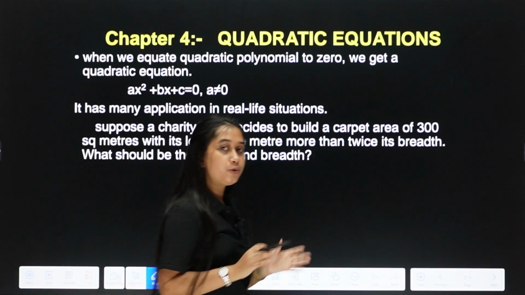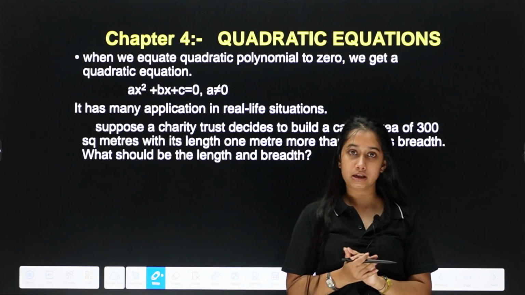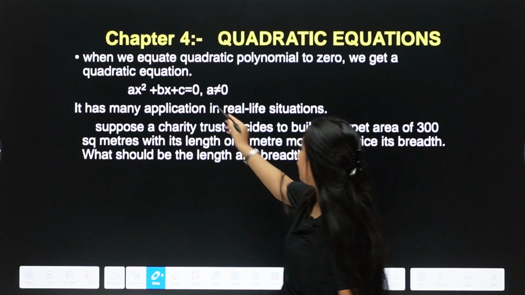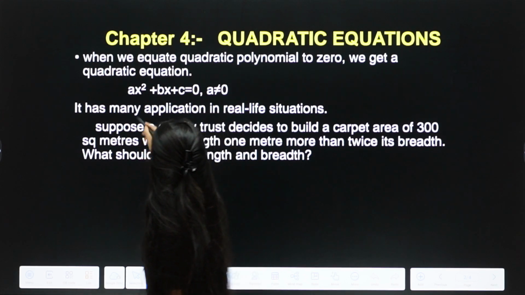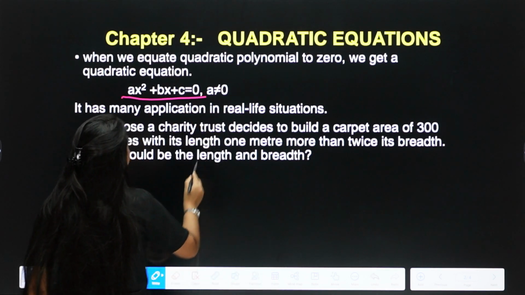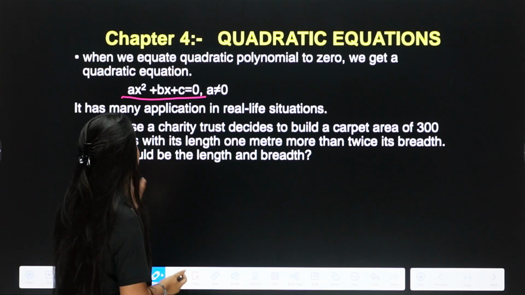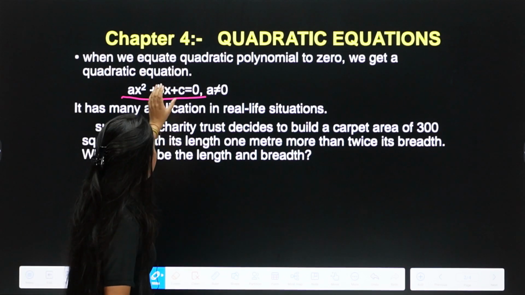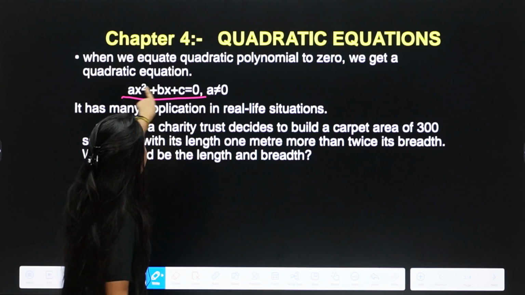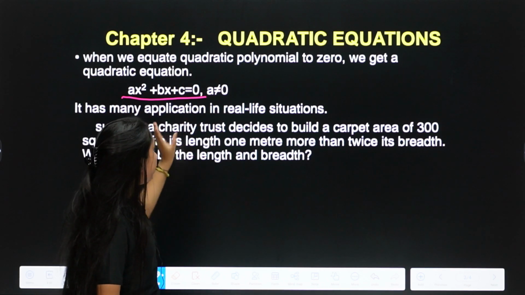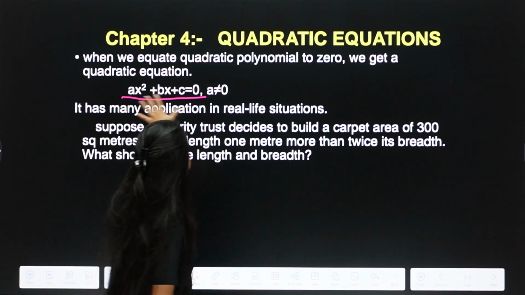So, if we equate a quadratic polynomial to 0, then we have ax square plus bx plus c equal to 0, and we call it a quadratic equation if we equate this polynomial equal to 0. That is, this is the standard form of a quadratic equation. So, this is a quadratic equation.